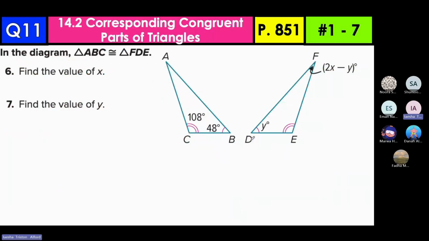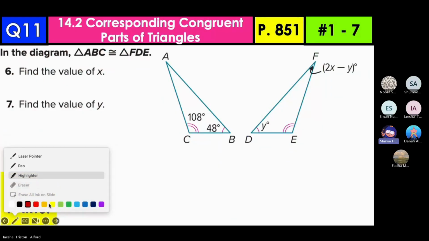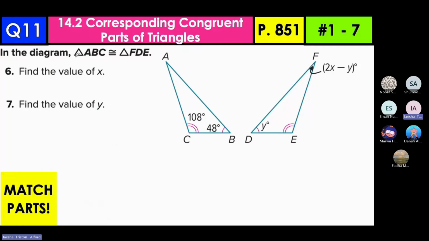So the rest of the questions are about this. 6 and 7, we did this one in class, right? We want to know what is the value of x. The first thing we need to do is match. How do we know what is the match? From the statement. So you need to pay attention to the statement that is here.